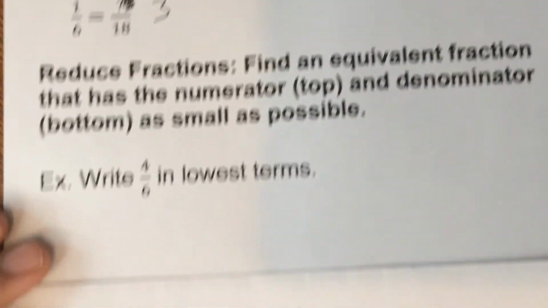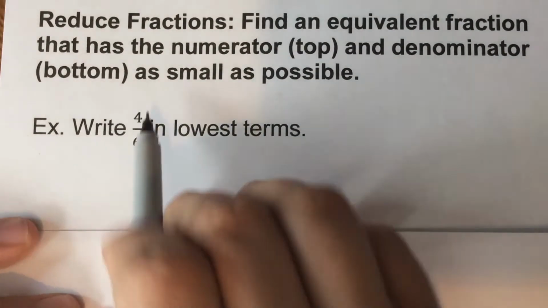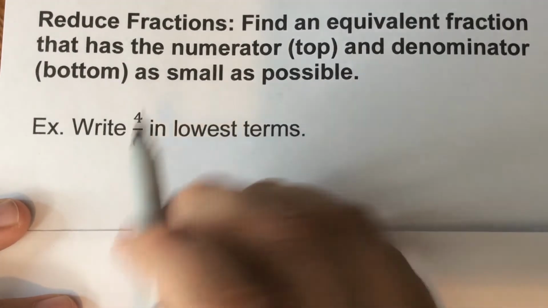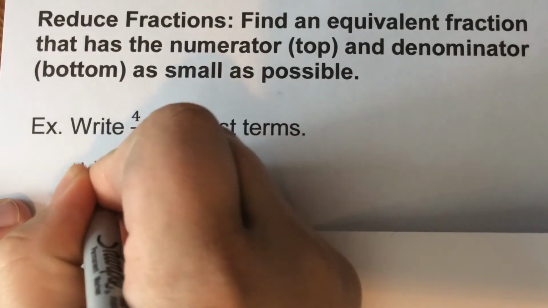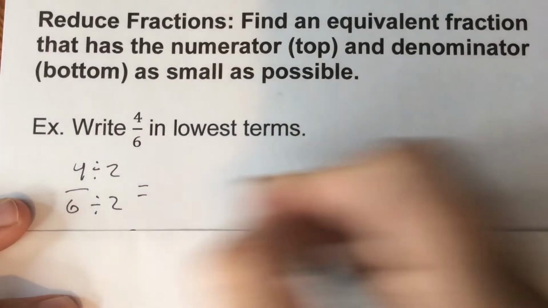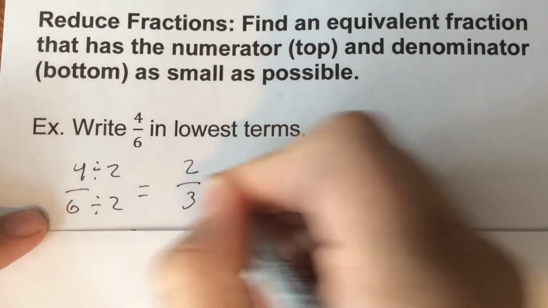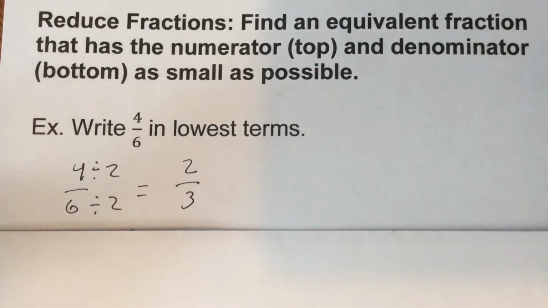So, 4/6 in lowest terms. Well, both of these are even, so we know we could take 4 and divide it by 2, and we could take 6 and divide it by 2. 4 divided by 2 would be 2, 6 divided by 2 is 3. Those are both prime numbers. We can't make them any smaller.